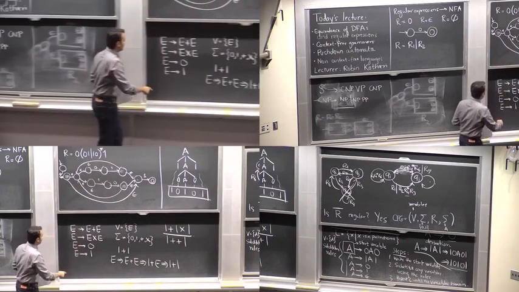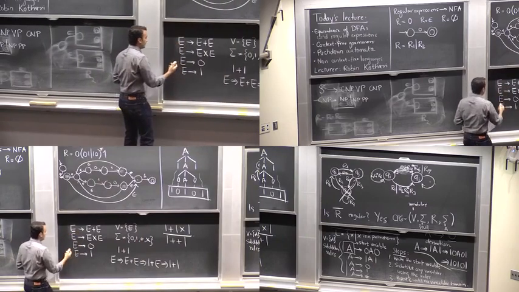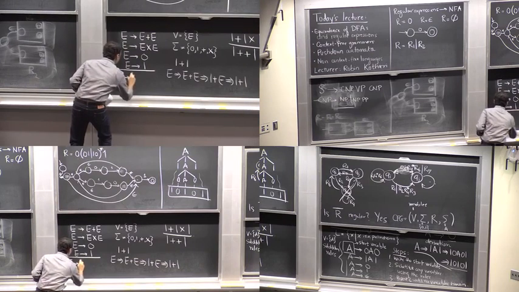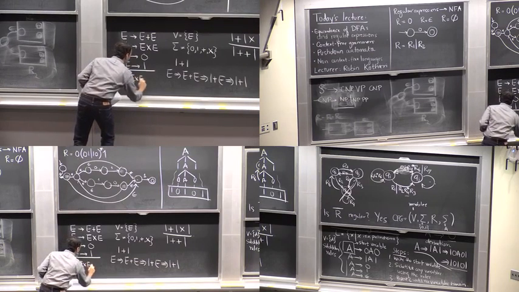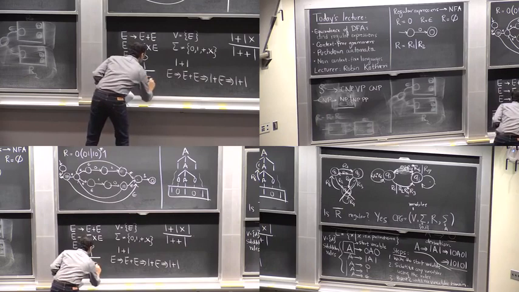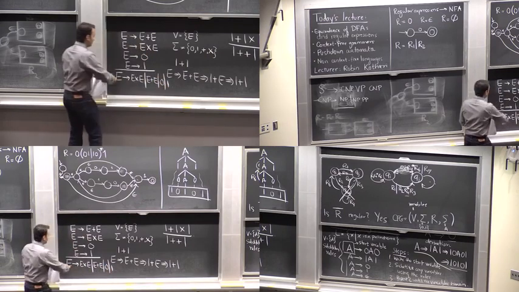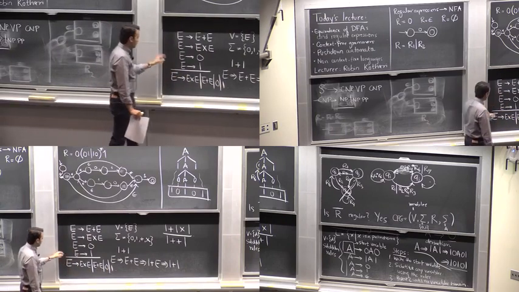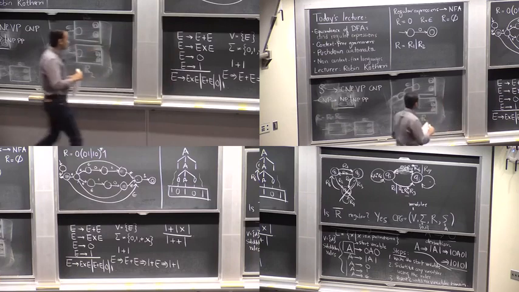This is a very cumbersome thing to write, right? If I want to write down my rules like this, it's kind of annoying. It's nice to just combine all of these into one rule, which is just E can go to E times E, or it can go to E plus E, or it can go to 0, or it can go to 1. So this is a very condensed way of writing down this system of equations. They're completely equivalent, but this is just a nice way of writing it.